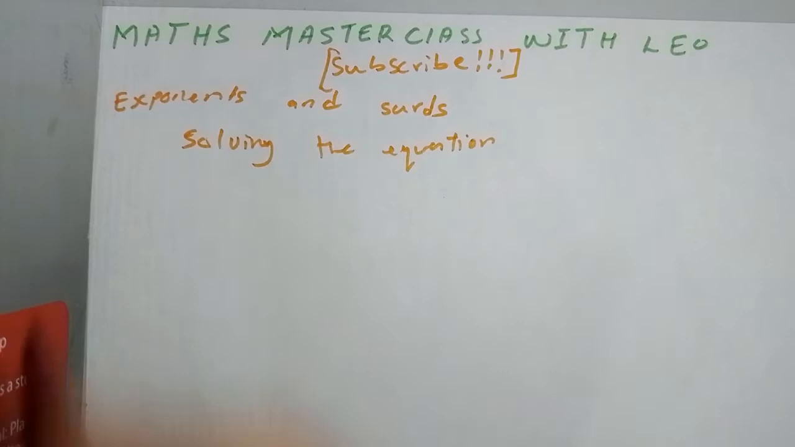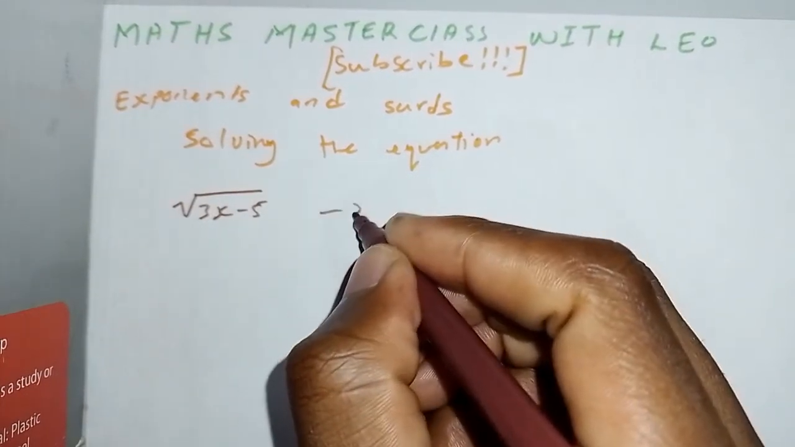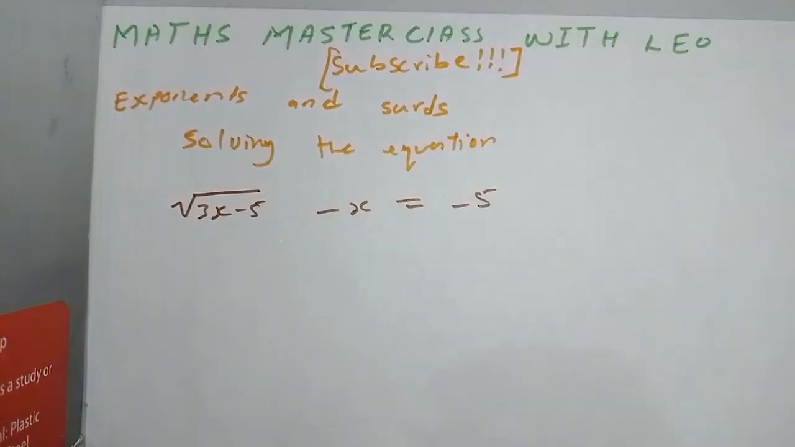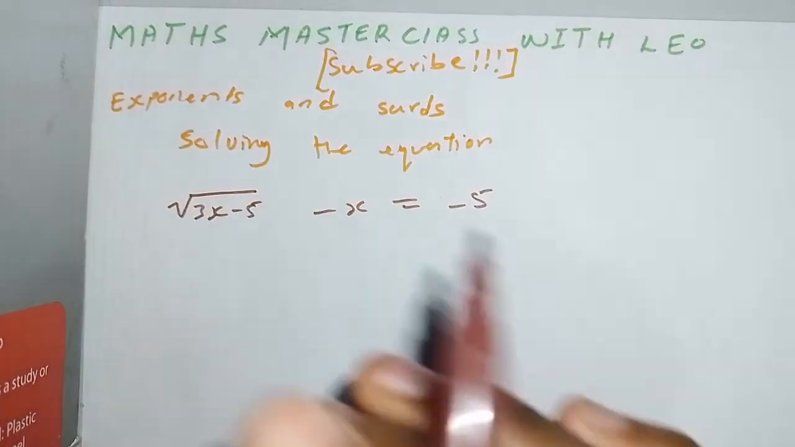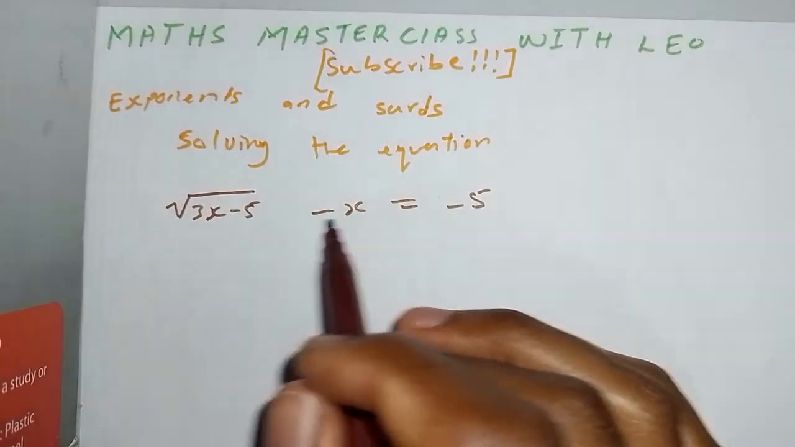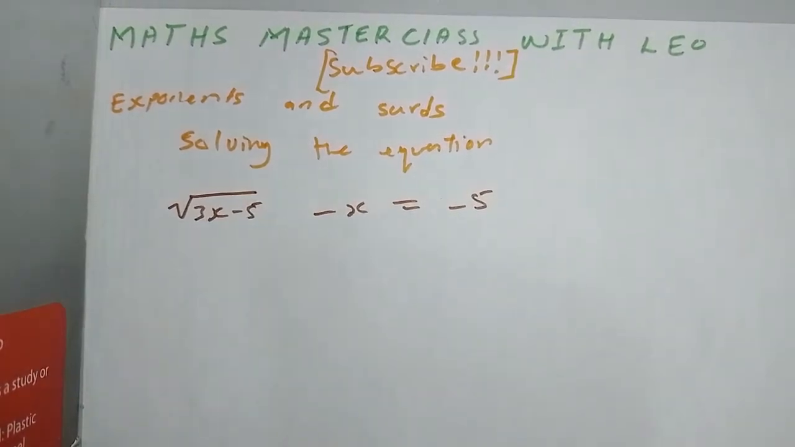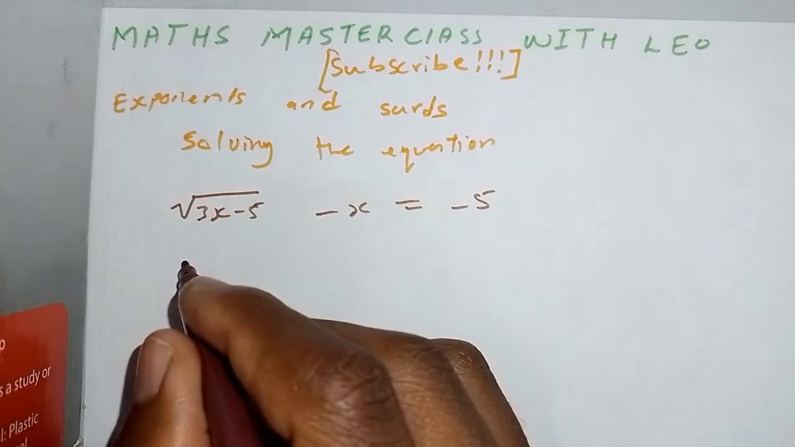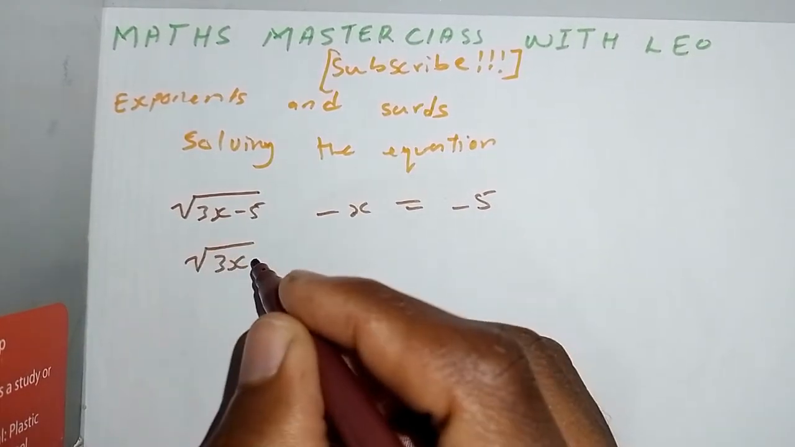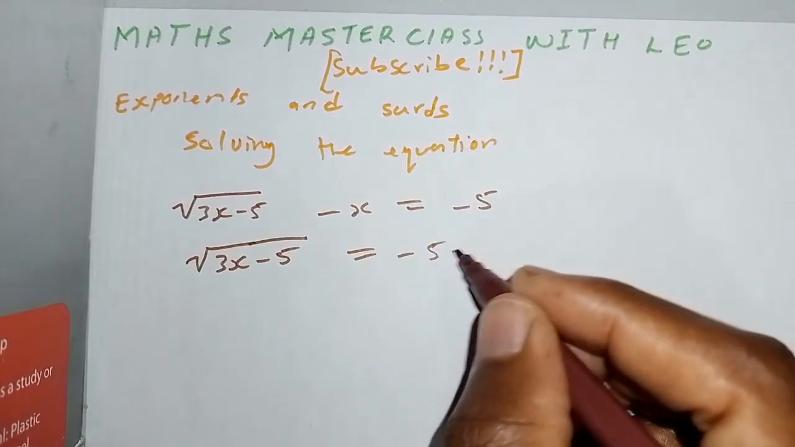I have a simple equation that says the square root of 3x minus 5, minus x, equals negative 5. They say solve for x, or solve the equation. How am I going to solve this? Always when you have something like this, make sure you are left with the surd on your left hand side. Just transpose the other terms to the other side. I'm going to be left with my surd, the square root of 3x minus 5, which equals minus 5 plus x.